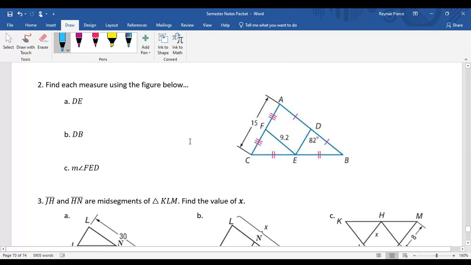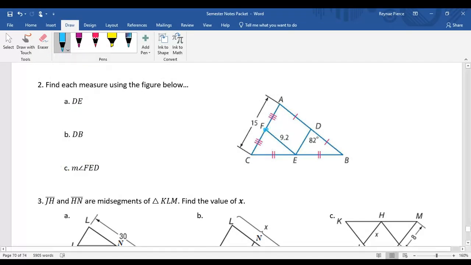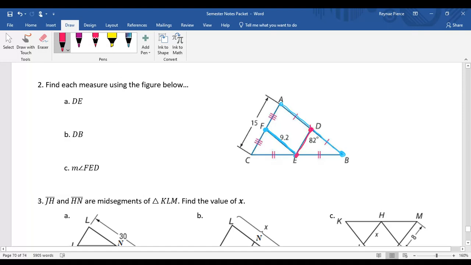Number 2 we're going to talk about together. All right, so knowing here that F and E and D, those are all midpoints. That means EF is a midsegment, that we're going to relate to AB. And ED is also a midsegment that we're going to relate to AC.